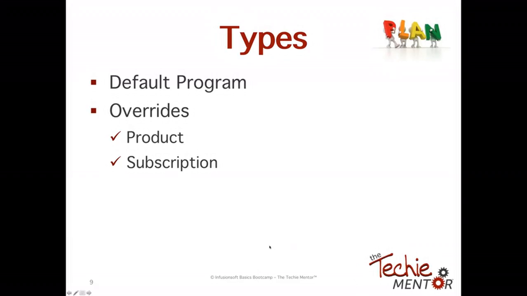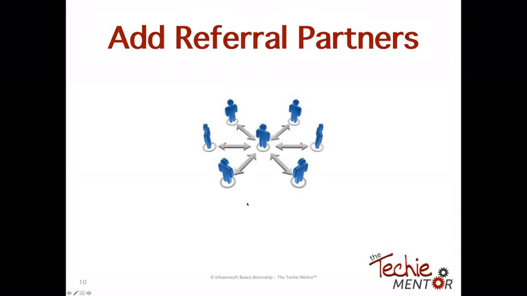Okay, we created the default program, which is the overarching one. That's kind of your umbrella plan. And then we created overrides for ones that are one-off, that don't pay the same price, or maybe they pay a percentage or a flat rate, and it's different than the default. So remember, your overrides are always going to be different than your default program, and that's the only reason you need them. Some people don't ever use the overrides. They only stick with the default. Okay, so any questions before I run over to adding referral partners?